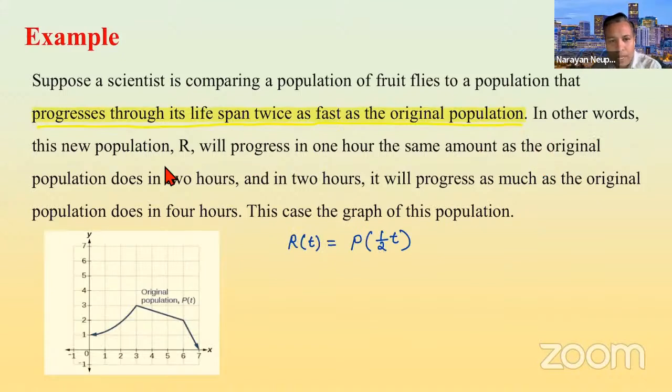Okay, you can see the new population will progress in 1 hour, that is, R of t will do in 1 hour the same amount as the original population in 2 hours. Okay, so if the original population takes t, then this will take half t. So that is the meaning of that.